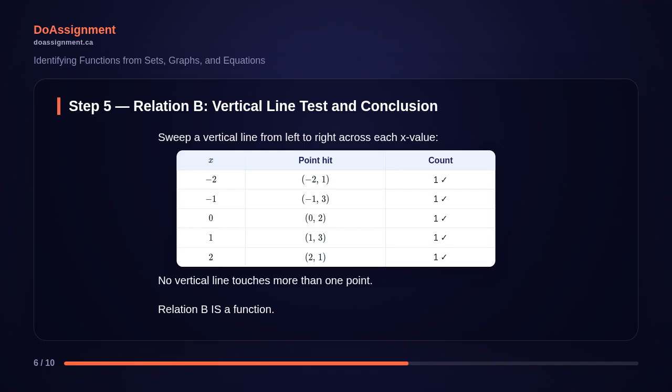Applying the vertical line test, we sweep a vertical line across all 5 x values. At every x value, -2, -1, 0, 1, and 2, the vertical line hits exactly one point. No x value is shared by 2 points. So relation B passes the vertical line test and is a function.